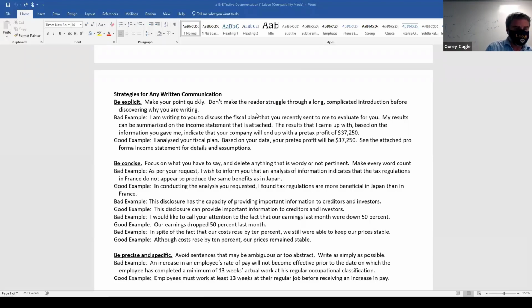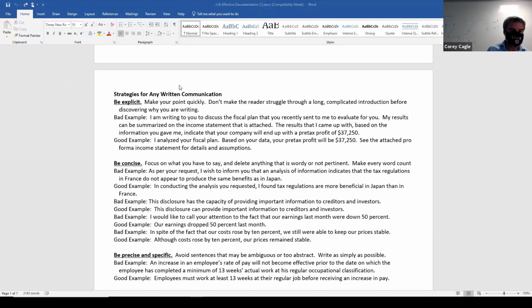So we're talking about being explicit. We've got a good example and a bad example. So a bad example of explicit versus not explicit: I'm writing to you to discuss the fiscal plan that you recently sent me to evaluate for you. My results can be summarized on the income statement that is attached. The results that I came up with, based on the information you gave me, indicate that your company will end up with a pre-tax profit of $37,250. Too much, right? I had to read way too much to get to the point there.